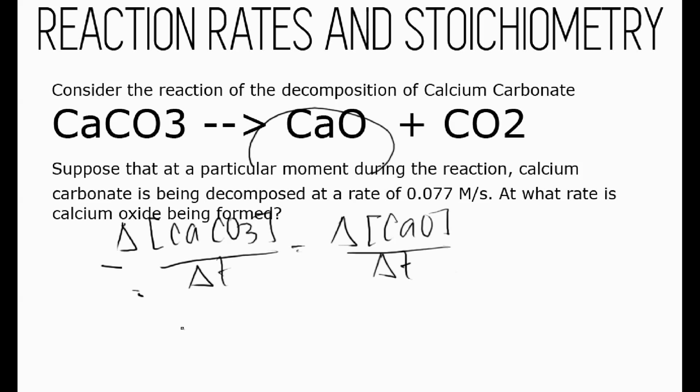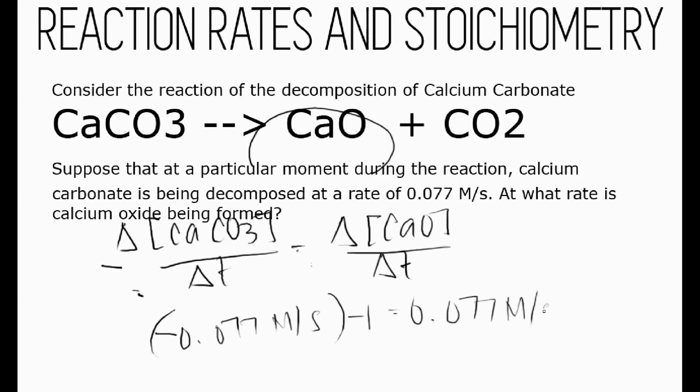So we have 0.077 molarity per second. And since this is the decomposition rate for calcium carbonate, it must be in negative notation. So in order to find the rate of formation of calcium oxide, we have to multiply this number with negative 1. Why? So that we will yield a positive number. Doing so, we have 0.077 molarity per second. And now this is the rate of the reaction for calcium oxide formation.